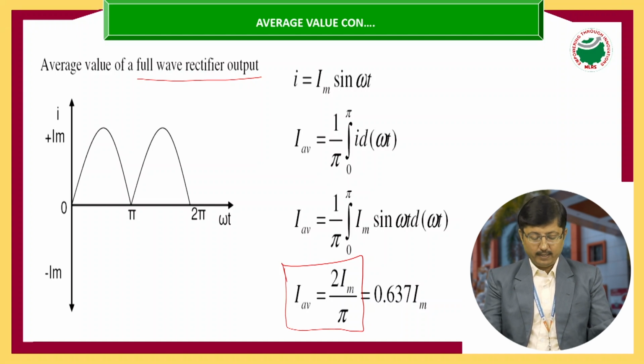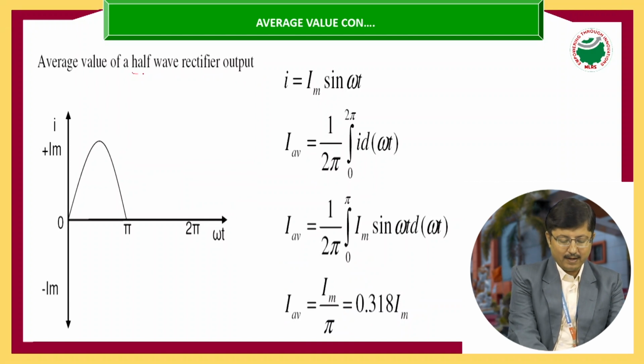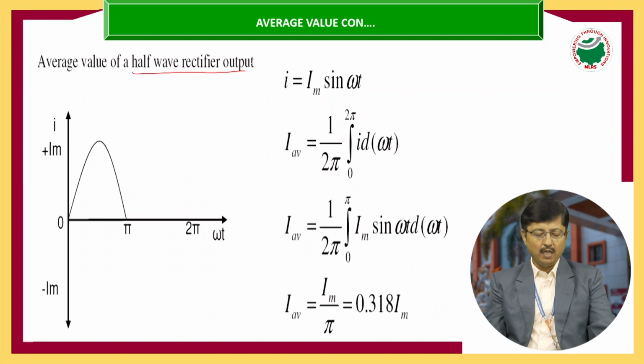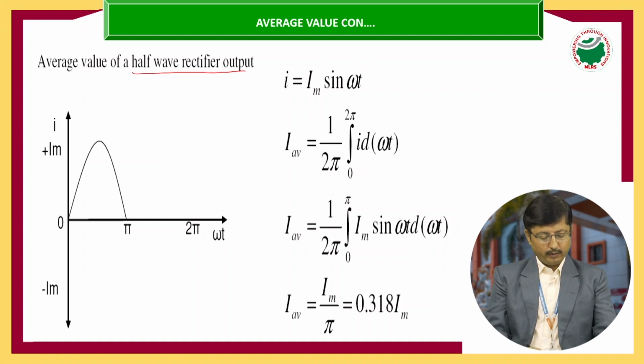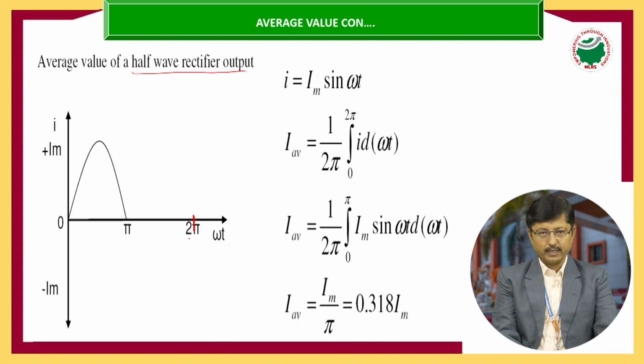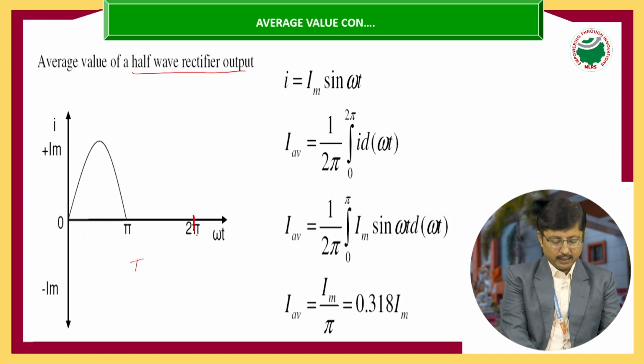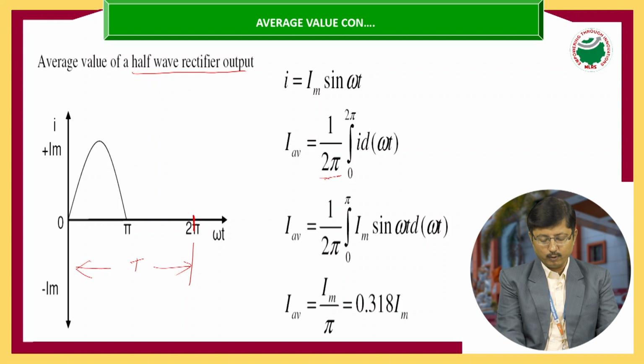Similarly, for the half wave rectifier type output, if we calculate the average value, first we have to take the total time period and calculate the average value over it. You can see that the cycle repeats up to 2 pi; every 2 pi radians the cycle is repeated. So this is the total time period of the cycle, and we have to consider the T value as 2 pi here.